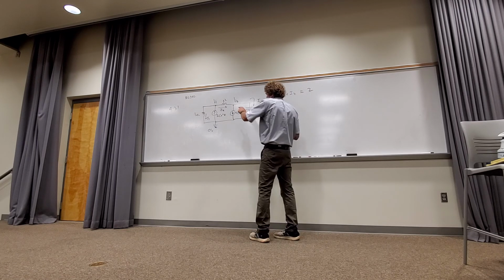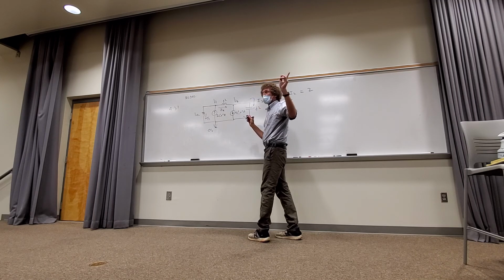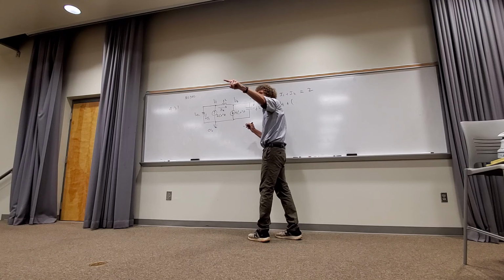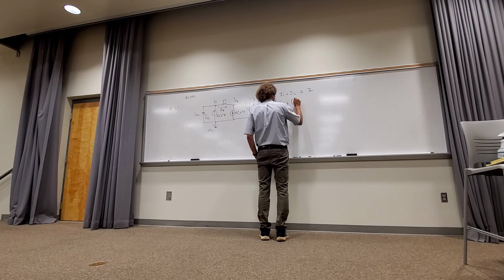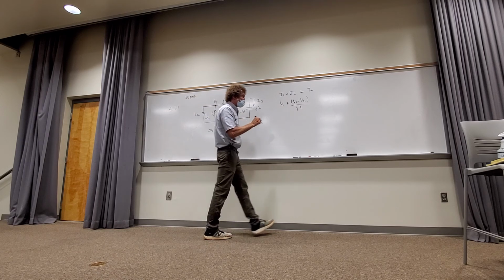What's I2? V1 over J2. Say that again? V1 minus V2. Right. V1 minus V2 divided by J2. Right. V1 minus V2 over J2 equal to.